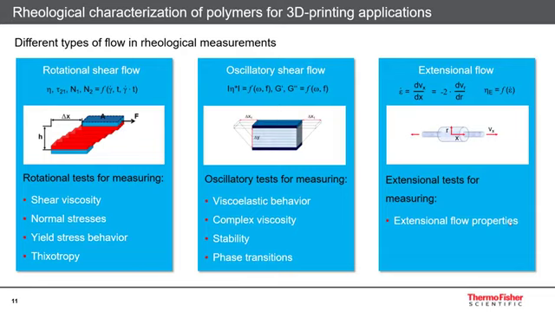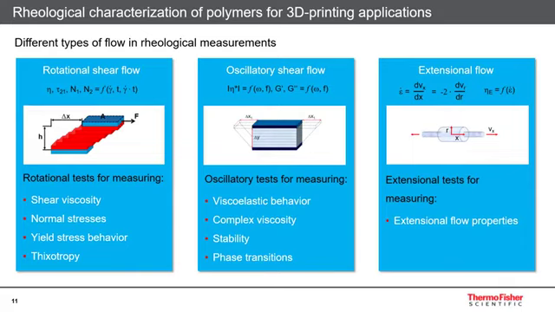On this slide, we see an overview of the different types of flows that are applied during the various types of rheological testing. We can distinguish between rotational shear flow, oscillatory shear flow, and extensional flow. Experiments with the first type of flow are usually used for determining the shear rate depending viscosity of a material. Furthermore, yielding and thixotropic behavior can be identified, but that is something usually not present when dealing with polymer melts.